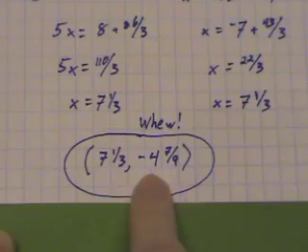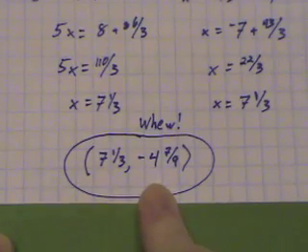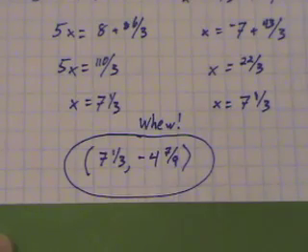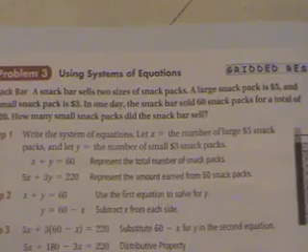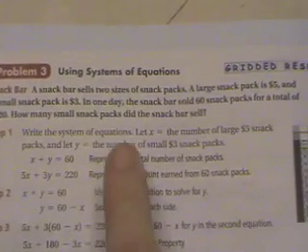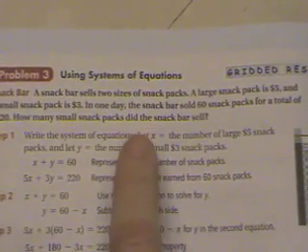This is your final answer. When they're looking for a solution of a system, I should have an ordered pair as the answer. So now that you can substitute, let's see if we can find a practical application for this.